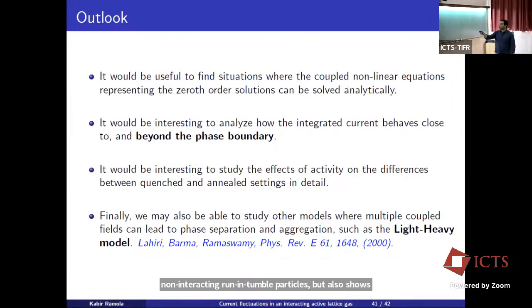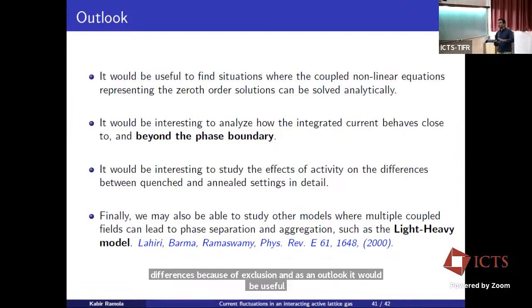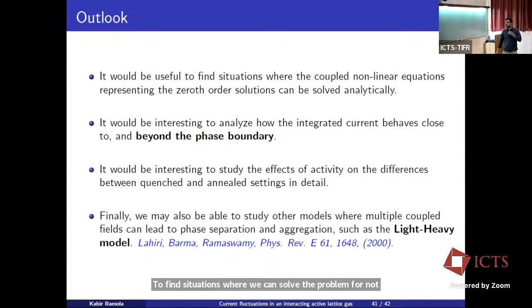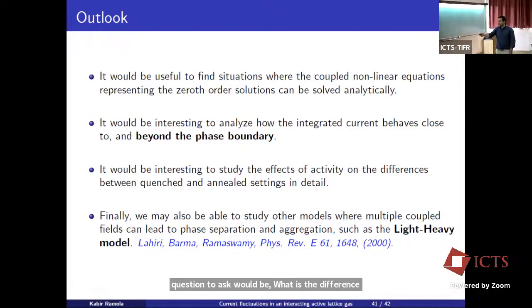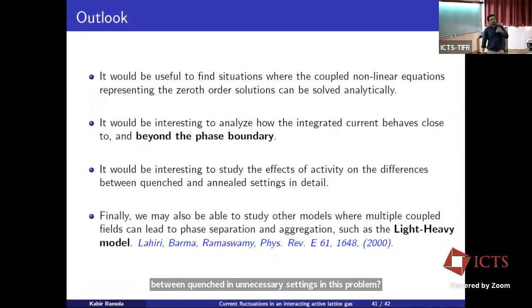As an outlook, it would be useful to find situations where we can solve the problem for not just flat initial conditions, because in other models, you can show how even the first cumulant has a square root T dependence because of different initial conditions. It would be interesting to analyze how this current behaves close to and beyond the phase boundary. A natural question to ask would be what is the difference between quenched and annealed settings in this problem. Finally, there are other models which have coupled fields, which are also amenable to fluctuating hydrodynamic equations, like the light heavy model, which we plan to explore in the future.